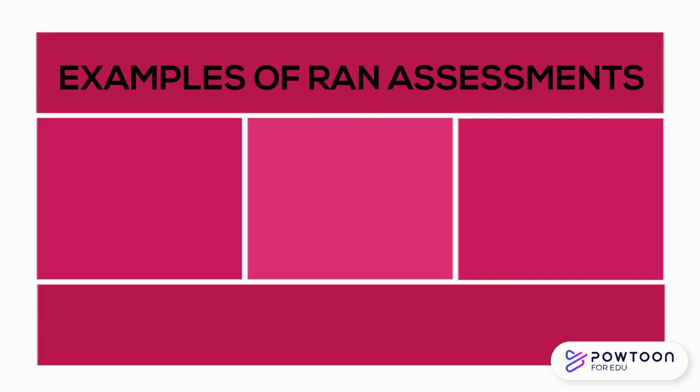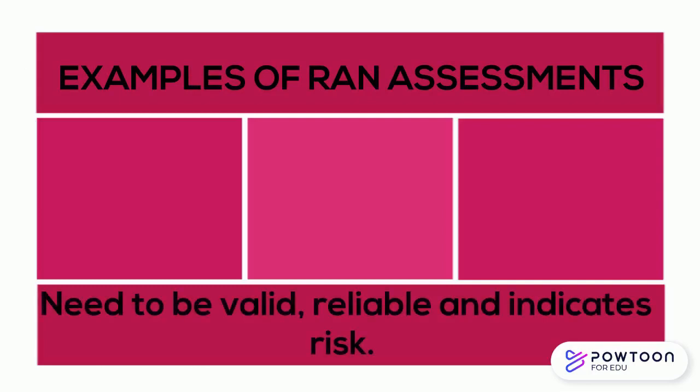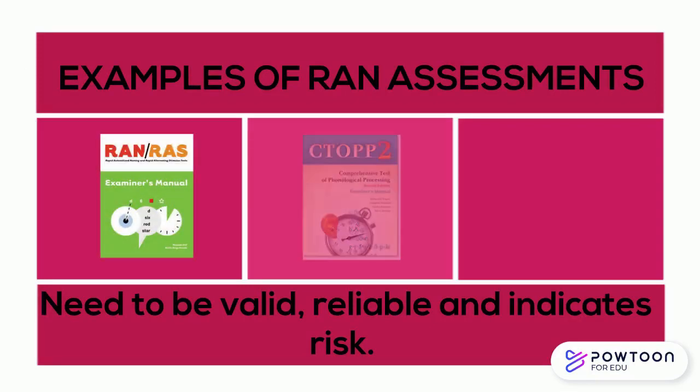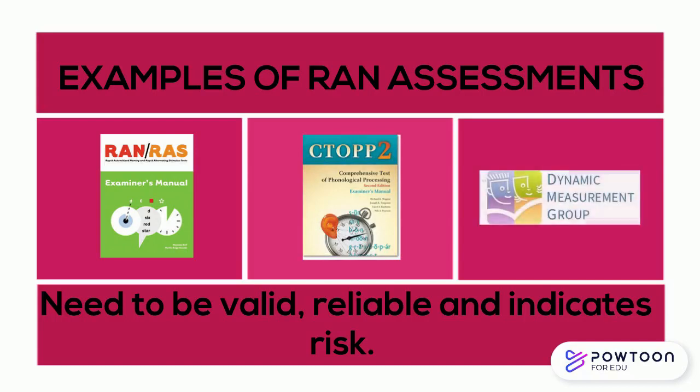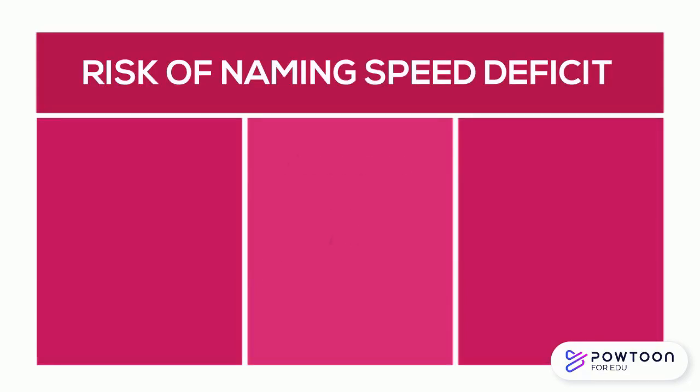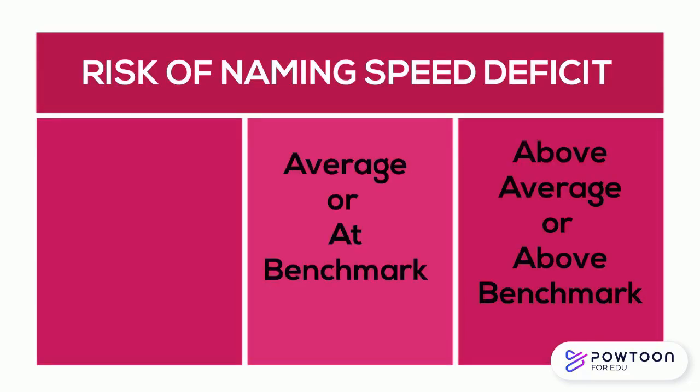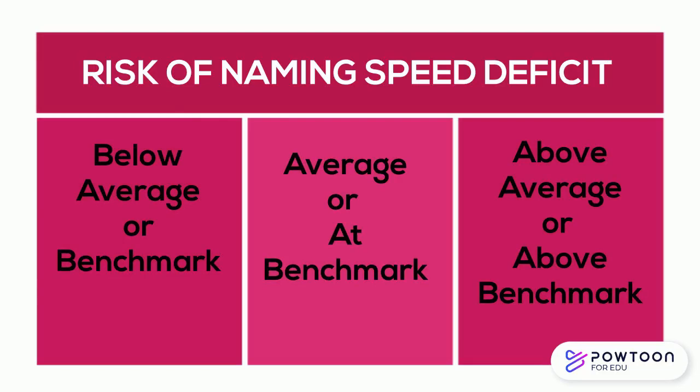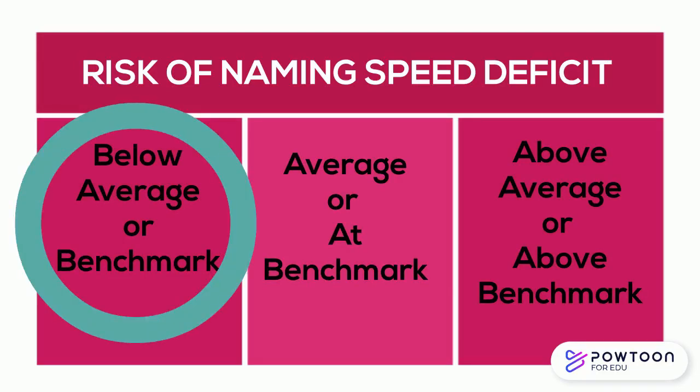When selecting a RAN tool, make sure that it's valid, reliable, and indicates risk. Common assessment measures include the RAN-RAS, the Rapid Naming Subtest of the Comprehensive Test of Phonological Processing, and the DMG RAN measure. Students who score in the average or above average range on these measures are at low risk for a rapid naming weakness, whereas those who score in the below average range are at higher risk and may need an intervention designed to improve reading automaticity.